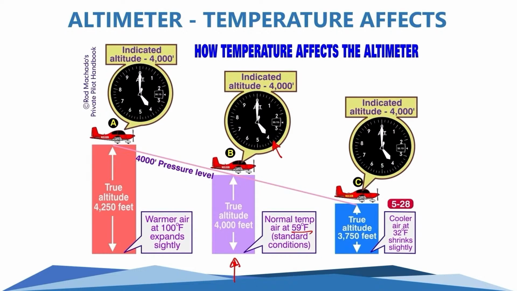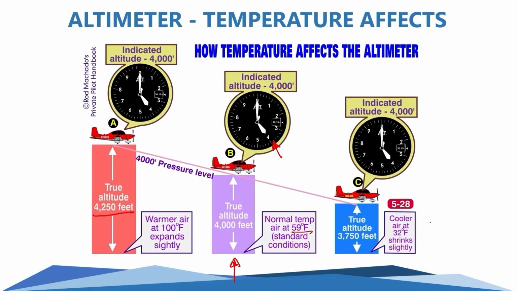Now, anytime that we are in warmer weather, anytime the temperature is a bit warmer, the air will start to expand. Okay, so in this example on the left, we have warm air at 100 degrees, and that's going to expand slightly. The pilot is indicating an altitude of 4,000 feet, but they are about 250 feet higher than what they're indicating.